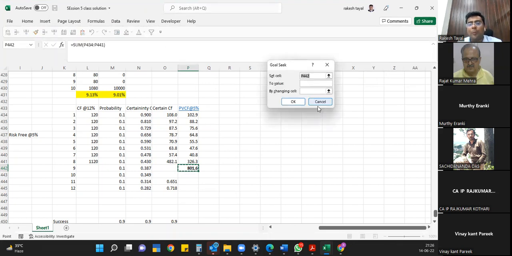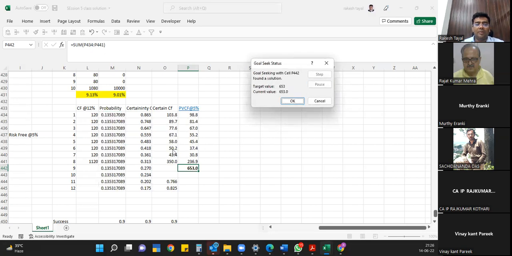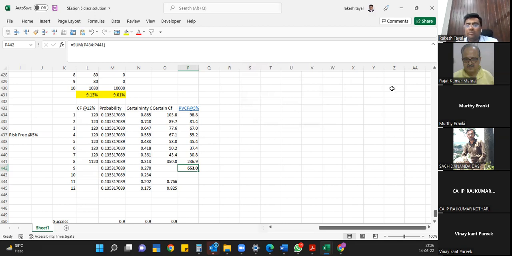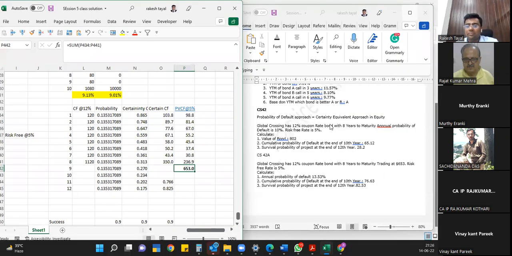What if analysis, goal seek, is in the Tools menu in OpenOffice. To value 653 in the exam by changing the cell probability. 1353 will be the answer. 1353 is the answer, correct?